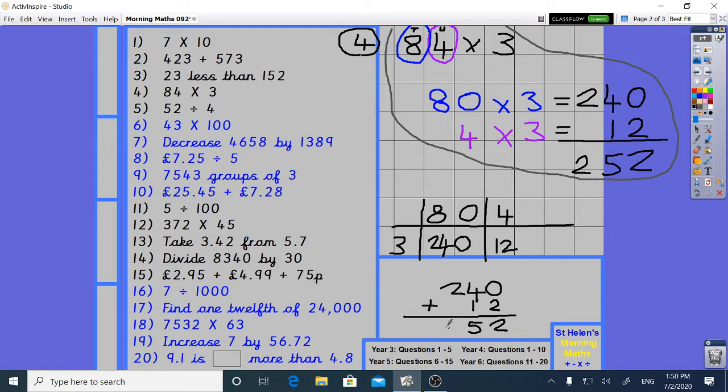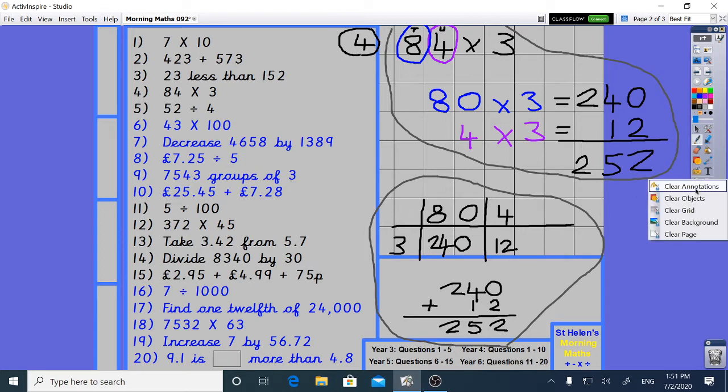Definitely 252. So hopefully you're understanding now that when we do these methods, what we're really doing is partitioning. Whichever method you use, we're partitioning the 84 into 80 and 4. 80 and 4. And multiplying 80 by 3 and multiplying 4 by 3. Then we add the answers up at the end.